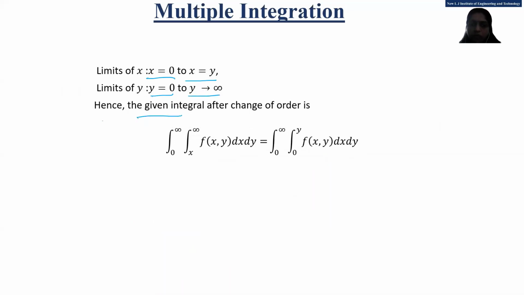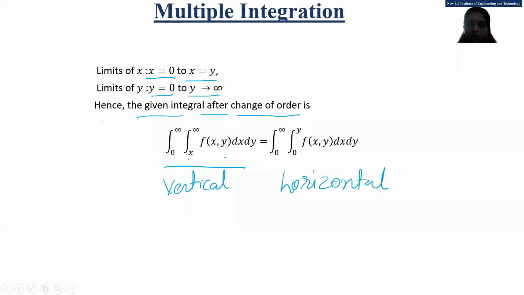Hence, the given integral after the change of the order, see, this is our given. In this, the strip is vertical, but we convert this vertical strip into the horizontal, right? So our first limit depends on x, it means it is a limit of y. And in this, our first limit depends on y, it means it is a limit of x. This is x equal to y. So the limit from x to infinity is converted into 0 to y, and this 0 to infinity remains the same.